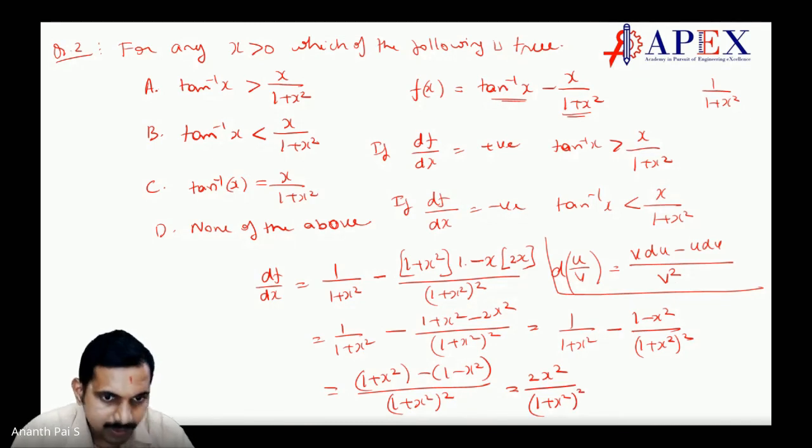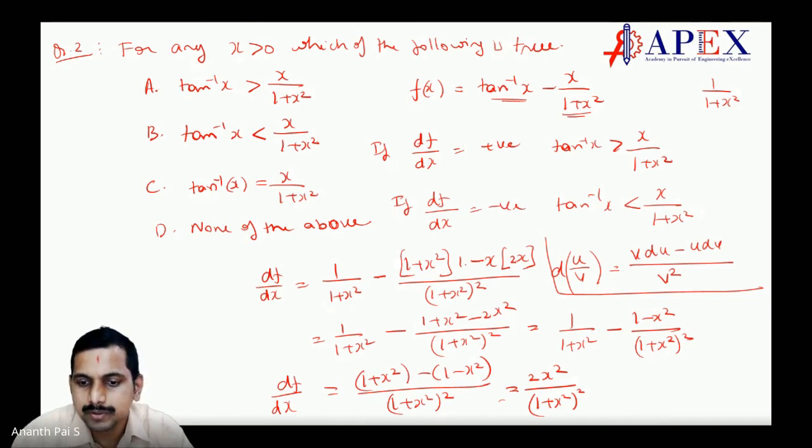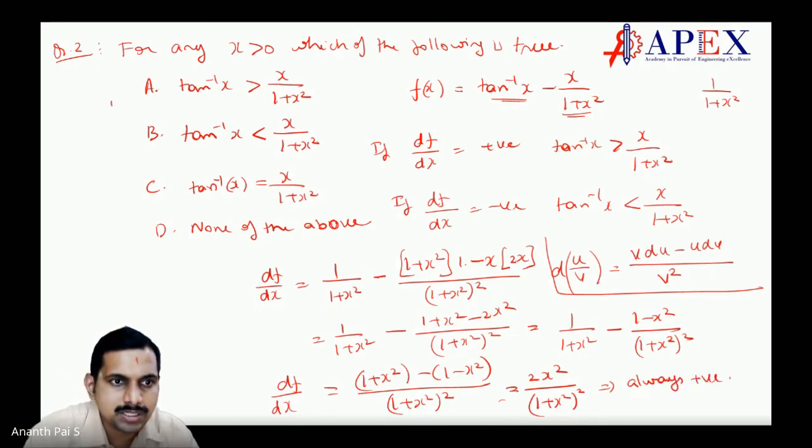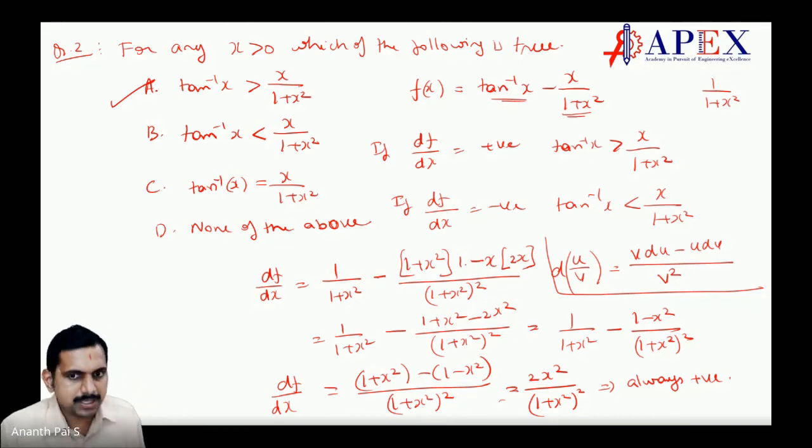Correct. Now what is happening here? In df by dx, when you take x positive, so here df by dx is always positive. Everybody got it? Why it is always positive? That is why answer A is correct. Make sense?